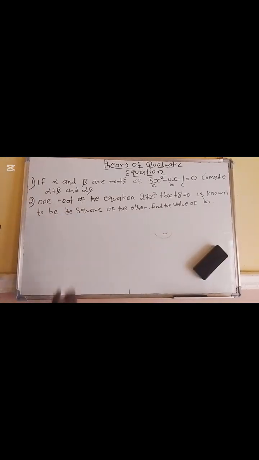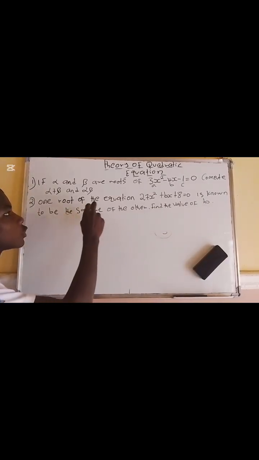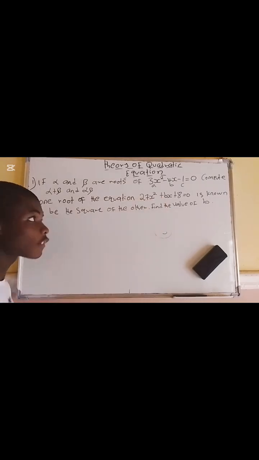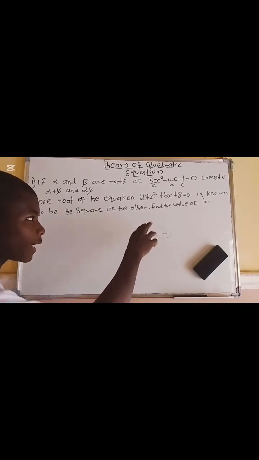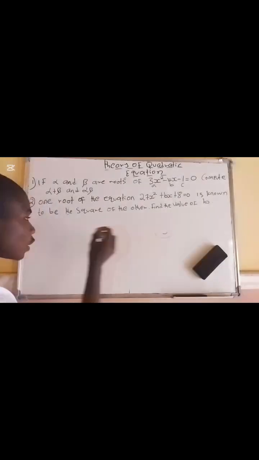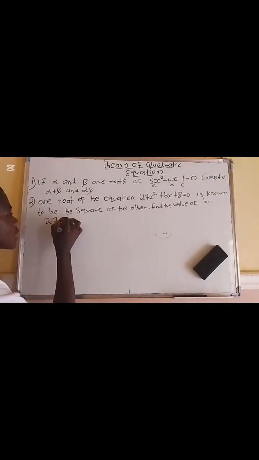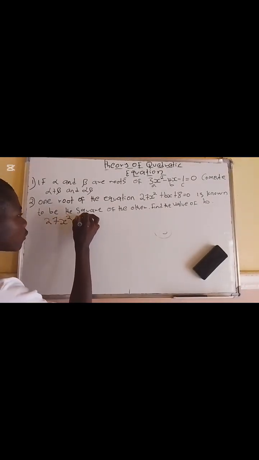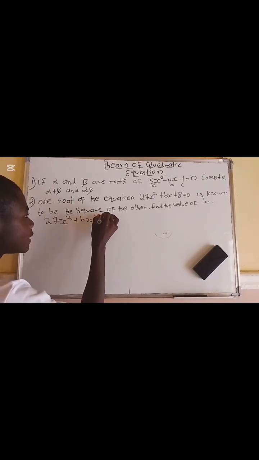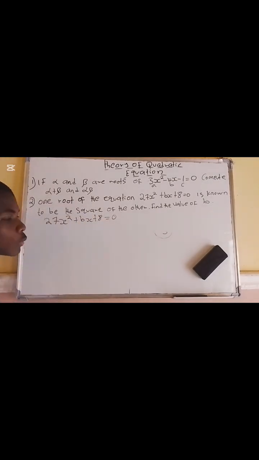Question 2. One root of the equation 27x squared plus bx plus 8 equals 0 is known to be the square of the other. Find the value of b. So we are just to find the value of b. 27x squared plus bx plus 8 equals 0.